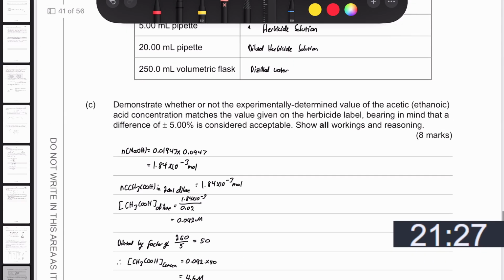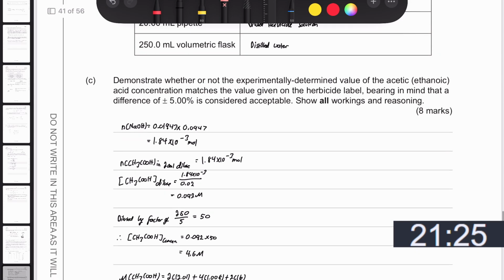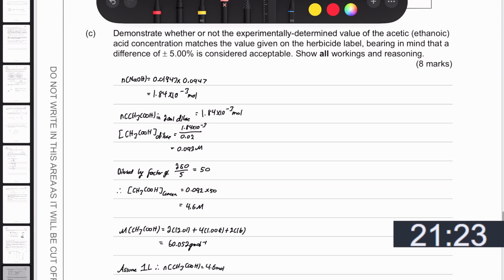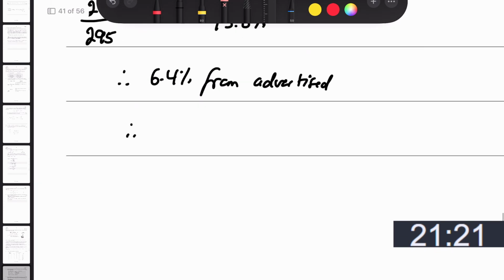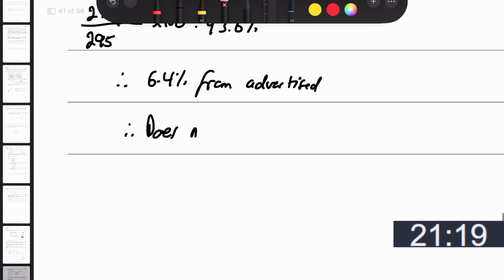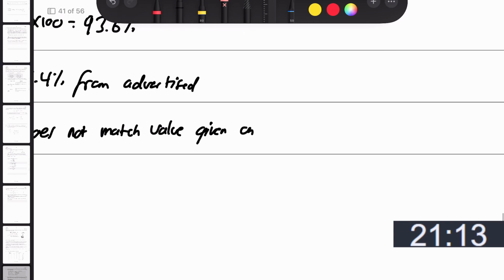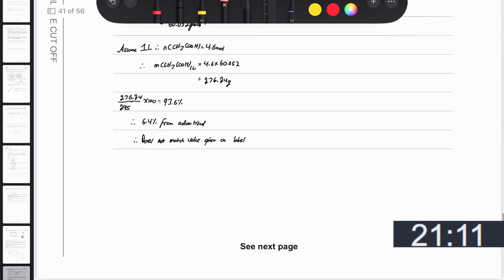Therefore, it does not match the value given on the label. The value given on the label is 0.095 times 295.